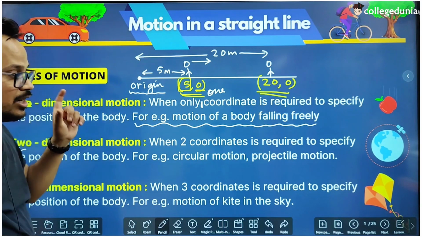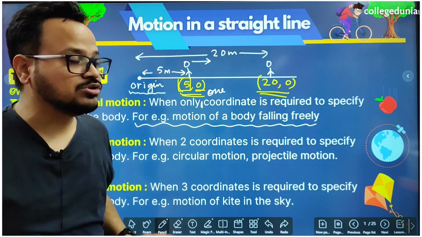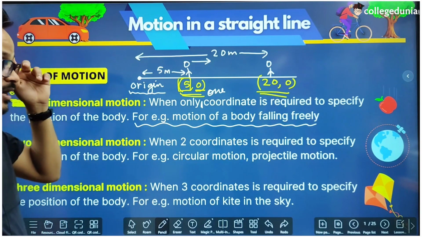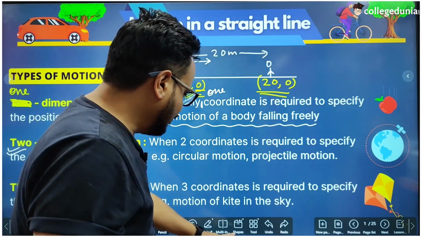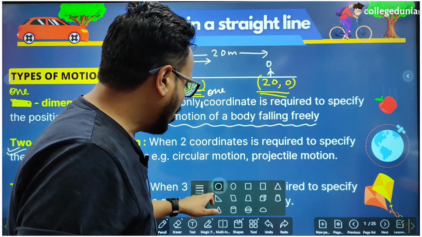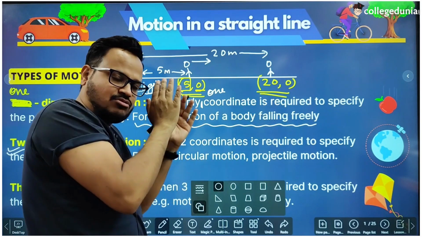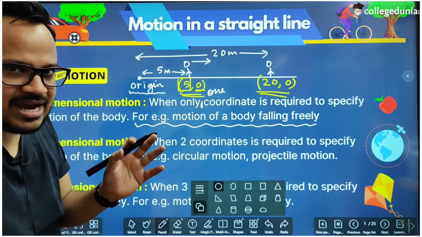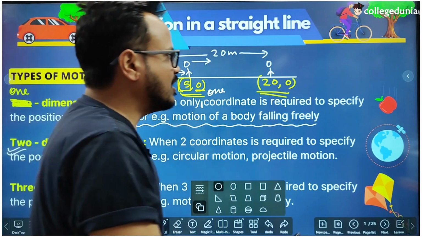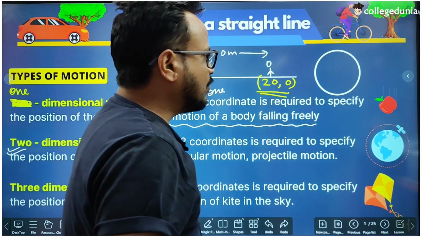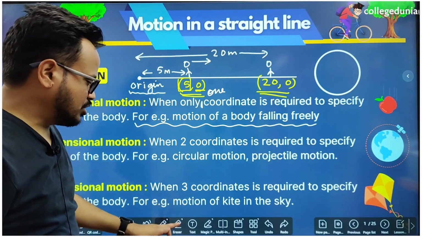Two-dimensional motion is when two coordinates are required to specify the position of the body. For example, in circular motion, if the body is moving in a circle, or this man takes a right turn or left turn, right? Right now he is moving in a straight line, but if he takes a right turn or a left turn, then it becomes a two-dimensional motion. Another example of two-dimensional motion is circular motion.